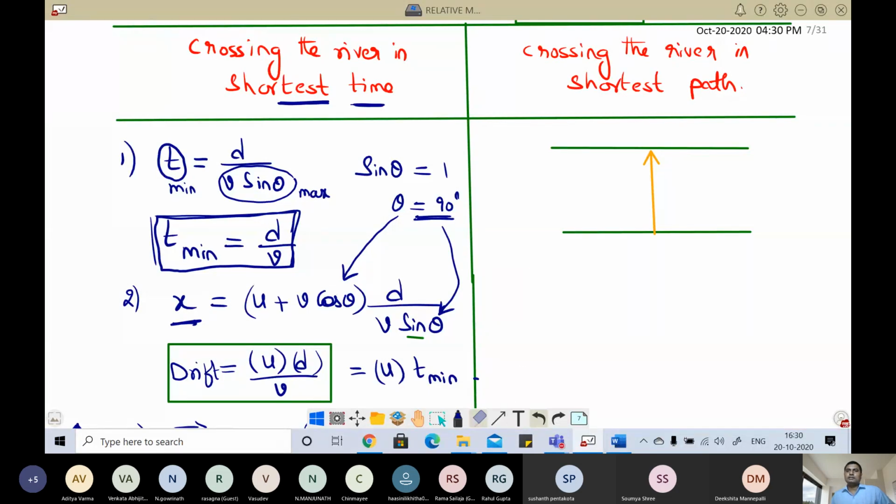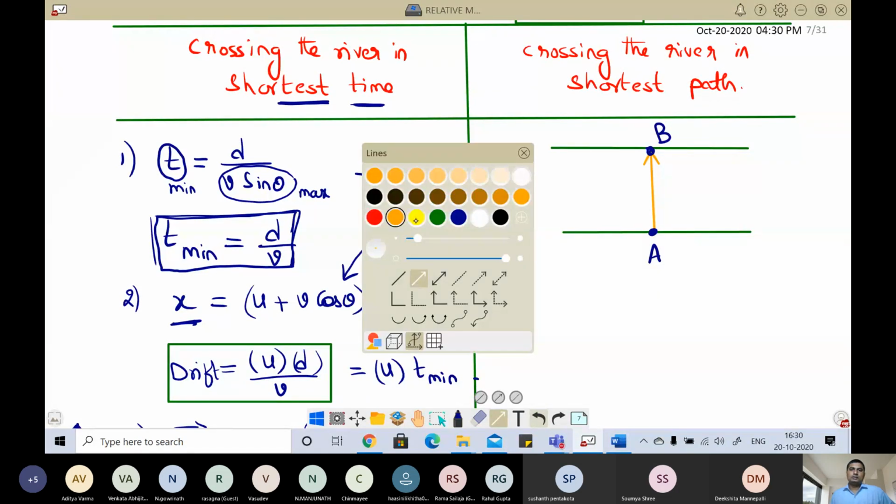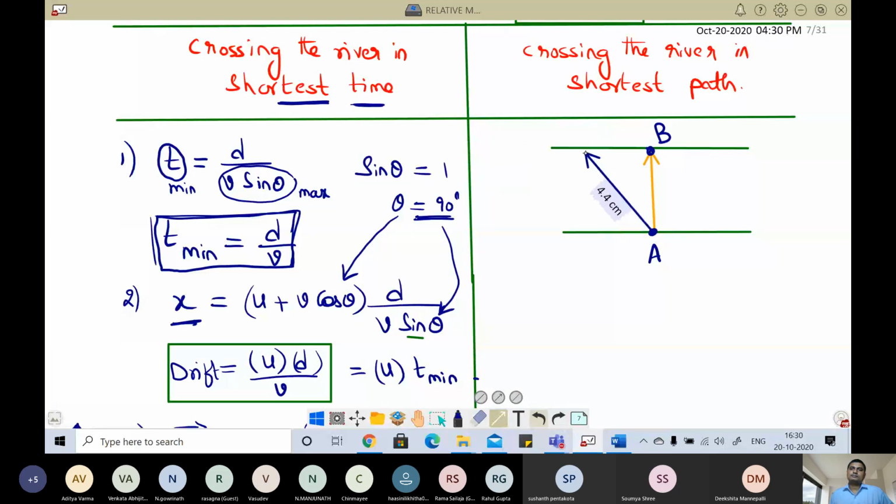Okay, so now you know that the shortest path is the distance between this point and this point, A and B. But when the river is flowing, you cannot put your effort in this direction. You have to put your effort in the left side direction, as we discussed yesterday. So let us say that effort is this side. This is called the river velocity. This is called man's effort.